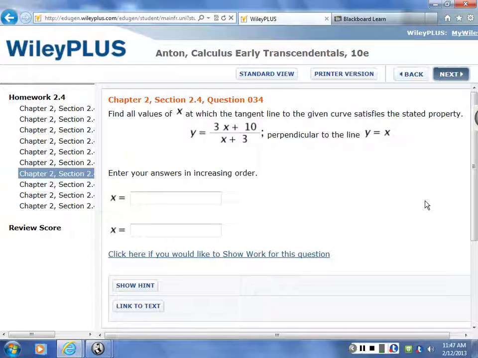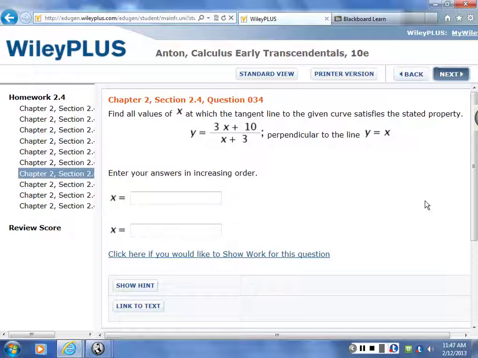Turns out there's only 2 of them. If it says parallel, then you set it equal to the same slope. If it says perpendicular, you take the negative reciprocal of the slope. And if it says where it's horizontal, you set it equal to 0. Those are pretty much the 3 things that will come up: a horizontal slope, a perpendicular slope, or a parallel slope.